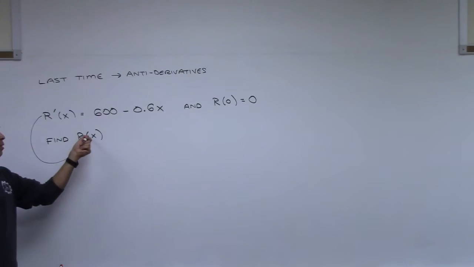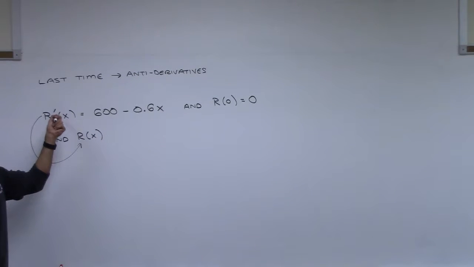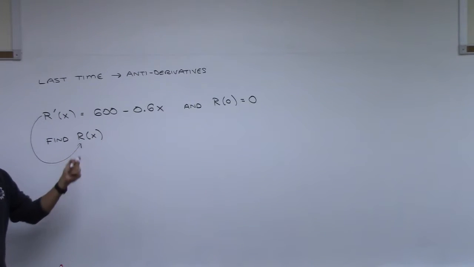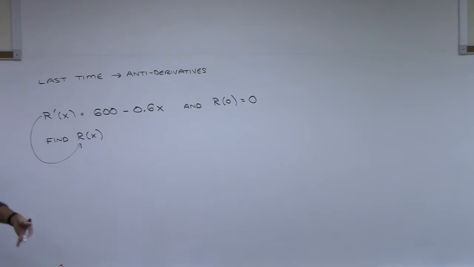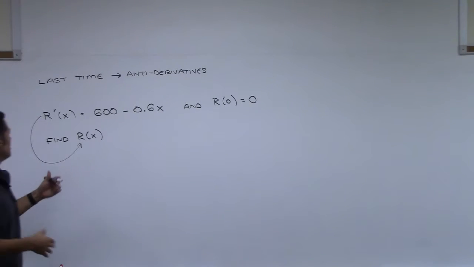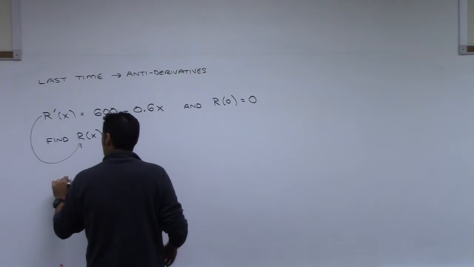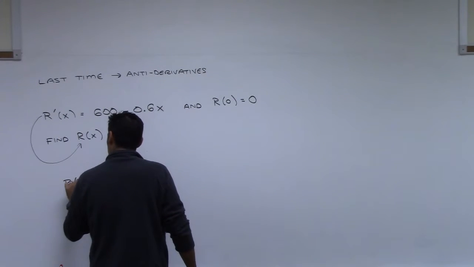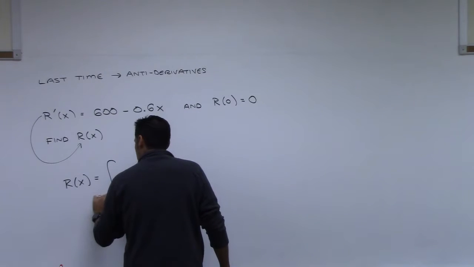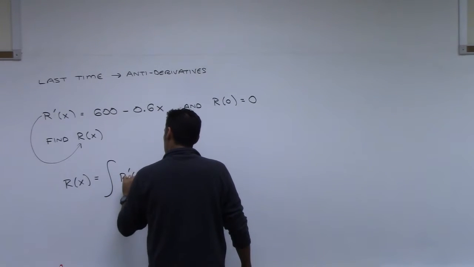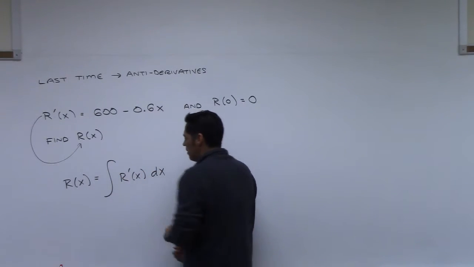Right? So like if I gave you r, I said take derivative, you should get that, right? I want to go backwards. So how do we go backwards? Antiderivative, right? We're going to take the antiderivative. So let's take this, look at this. R of x should be the antiderivative of this.